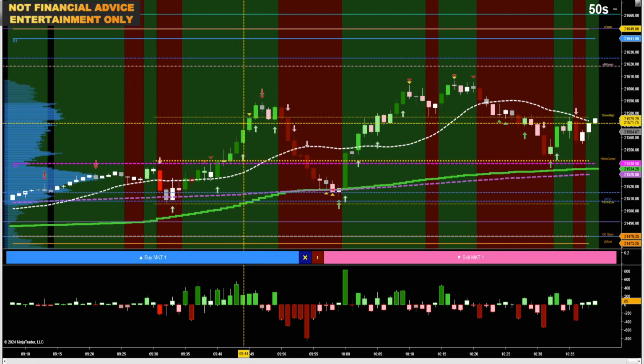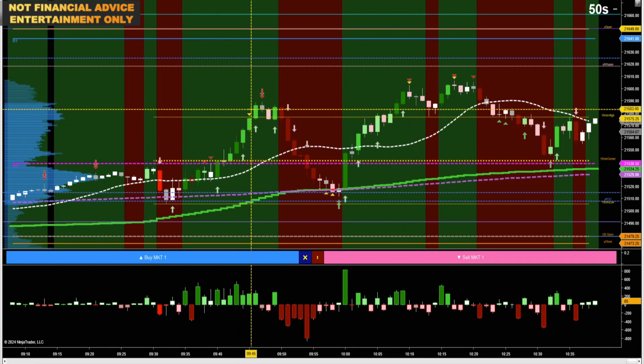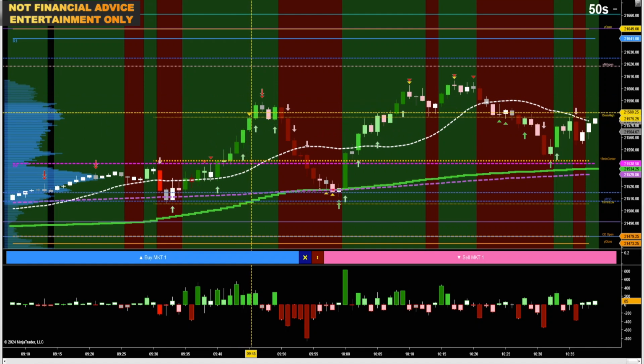Another price action signal to the upside. Another break above this entry candle. Another nice pop up. Here we get a price action signal to the upside. We got some delta divergence.